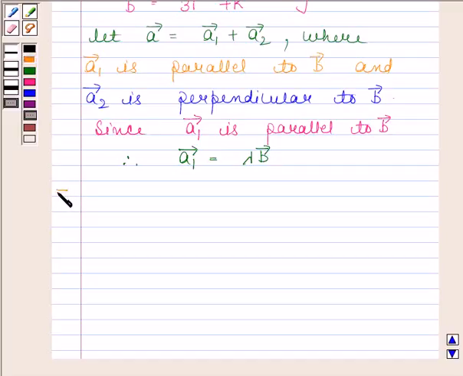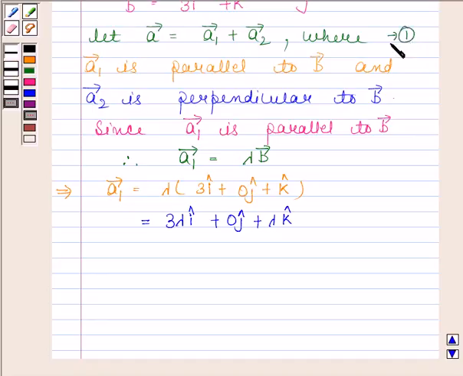And this implies vector A1 is equal to lambda into 3i cap plus, we can write vector B as 3i cap plus 0j cap plus k cap. And this is equal to 3 lambda i cap plus 0j cap plus lambda k cap. Now let's name this equation as equation number 1.